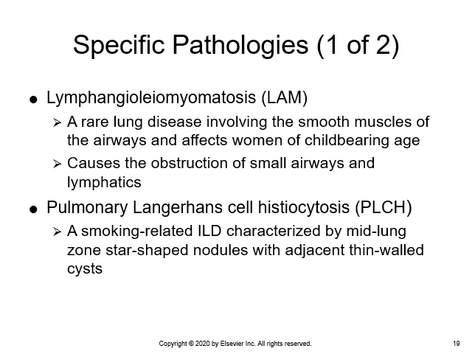Lymphangioleiomyomatosis is a rare lung disease involving the smooth muscles of the airways and affects women of childbearing age. It is characterized by disorderly smooth muscle proliferation throughout the bronchioles, alveolar septa, perivascular space, and lymphatics.